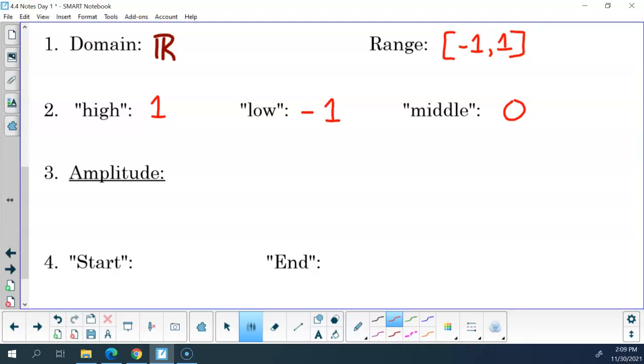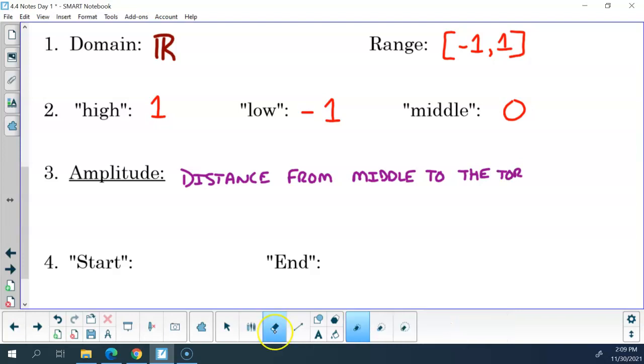Next up, we have this thing called amplitude. Okay? And the amplitude is the distance from the middle to the top, or to the bottom.